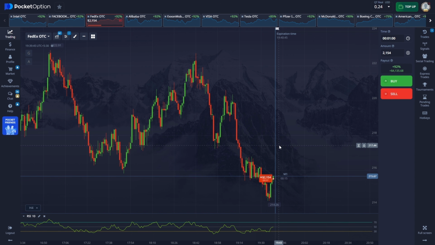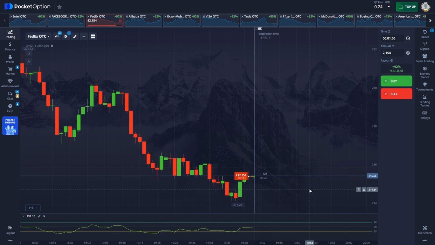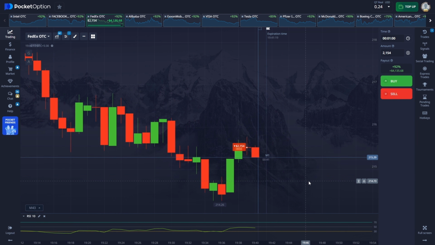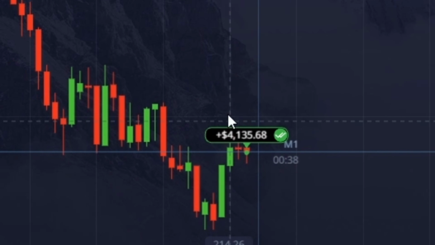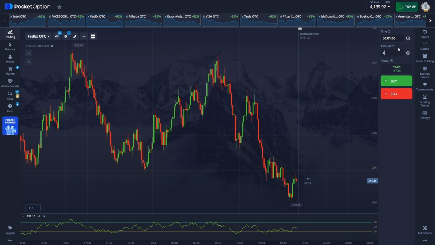Currently, the trade was not going in our favor, but we still had 35 seconds left. The candle closed as a red candle, and only a few seconds left. I won it. I won my next trade. So now my balance has turned into $4,135.